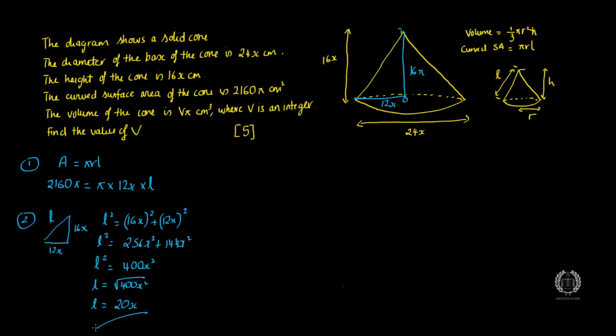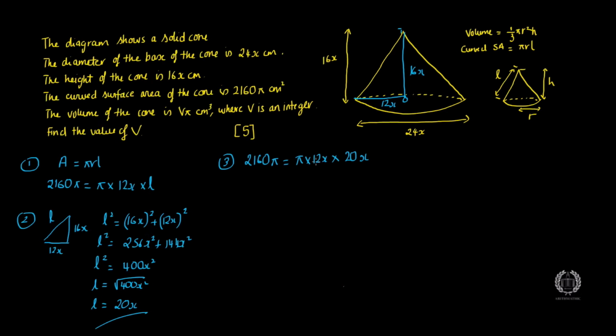So far so good, right? So we're just finding L, and the reason why I'm finding L is so that I can put it back in here to then find x. Okay, so step 3, I'm going to rewrite this. 2160 pi equals pi times 12x times, now instead of writing L, I know my value of L, which is 20x.